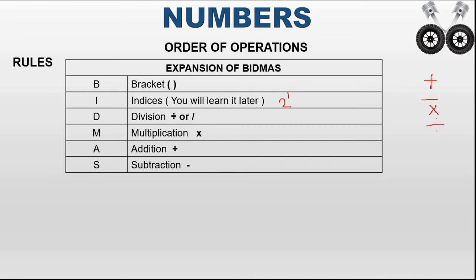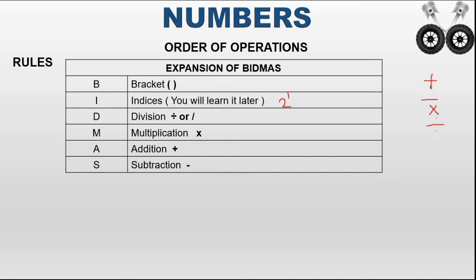And then the third one is division. Then the fourth one is multiplication, the fifth one is addition, and the sixth one is subtraction. So these are the basic rules for operations which should be executed first.